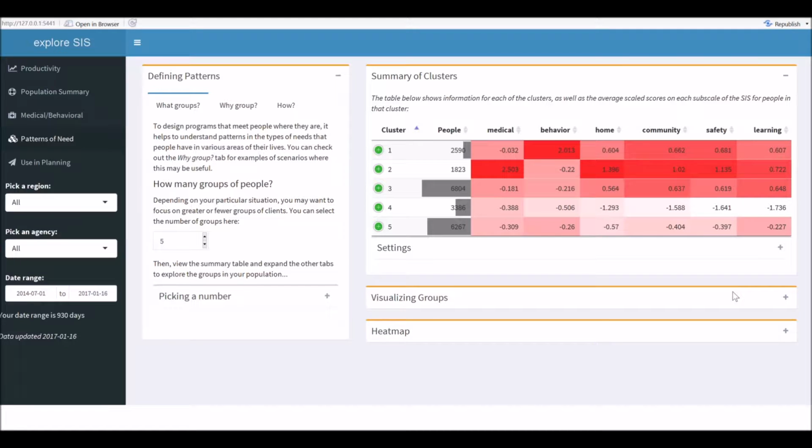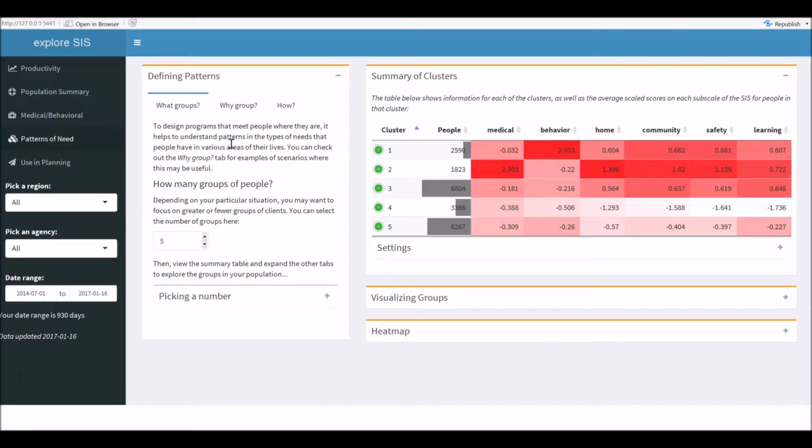All right, so we've finished looking at the medical and behavioral section, and that section was pretty quick to look at. This section is a little bit more complex to explain, so we'll take our time.